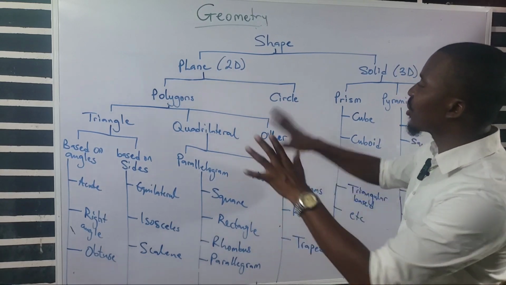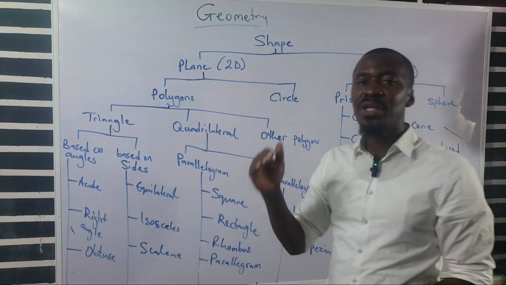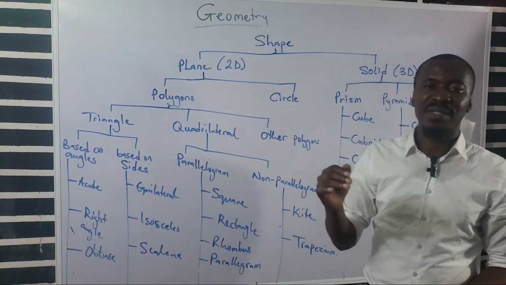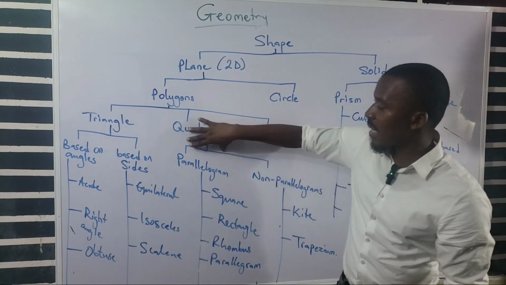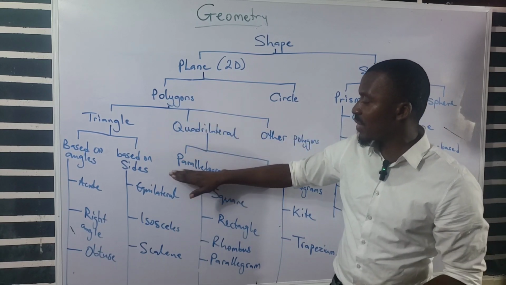All these shapes you are seeing here, we are going to take care of them one after the other. So we are going to start with the quadrilaterals. Under quadrilaterals, we are going to start with the parallelogram.